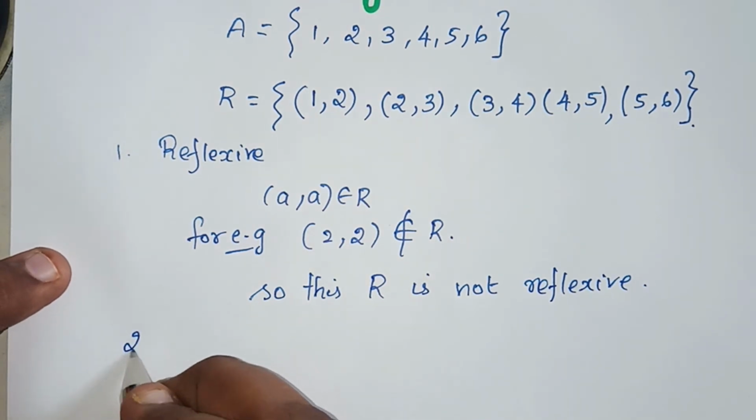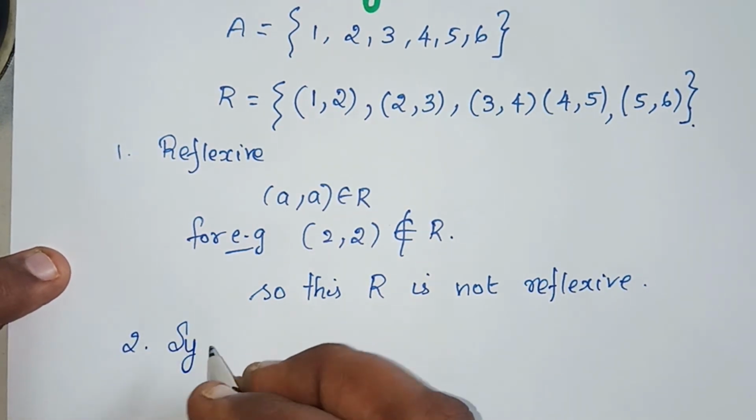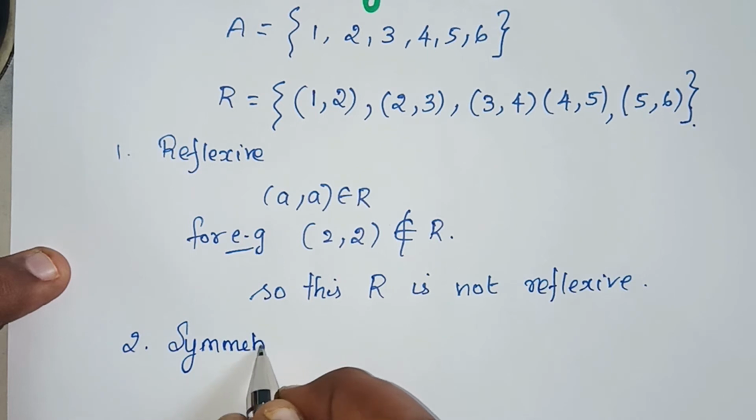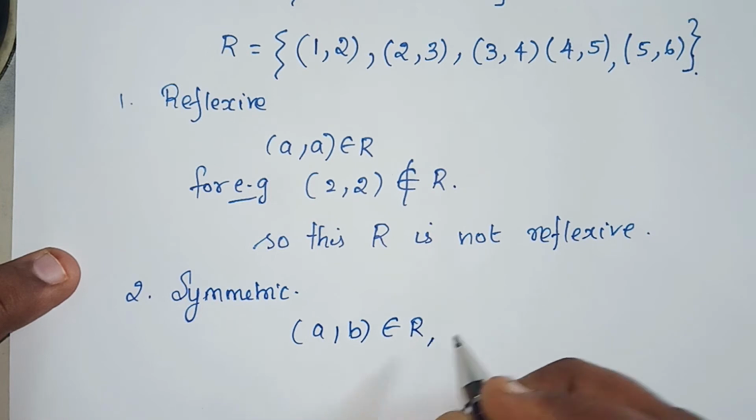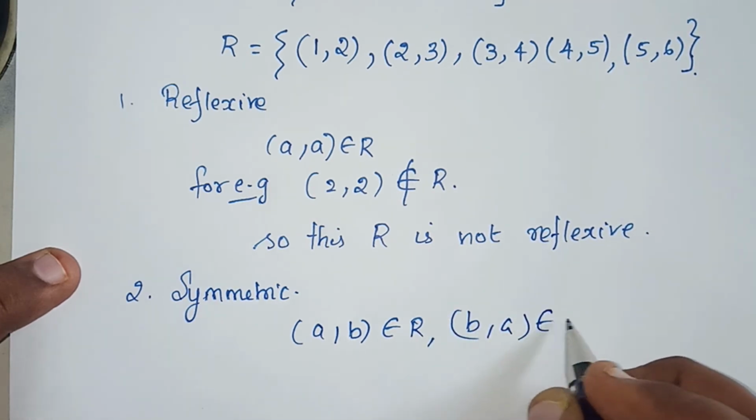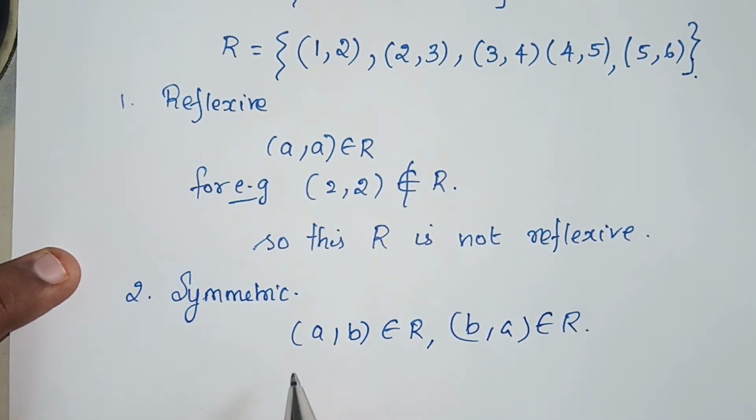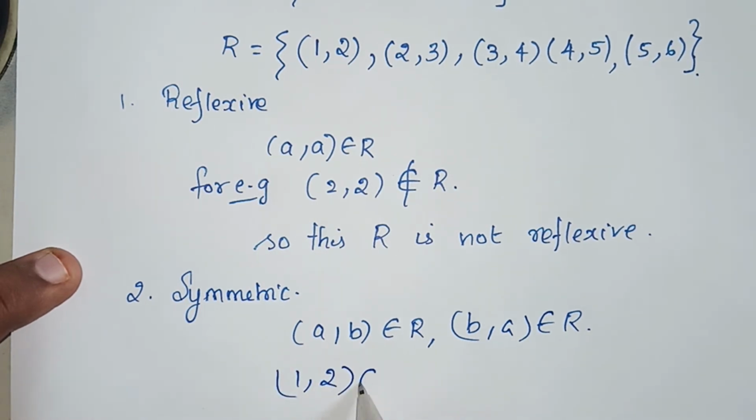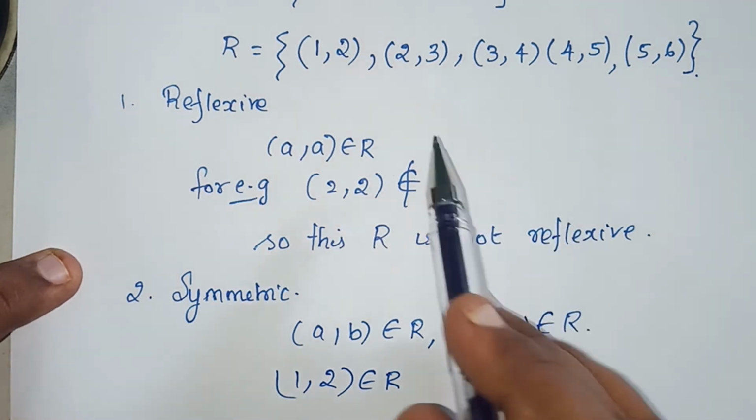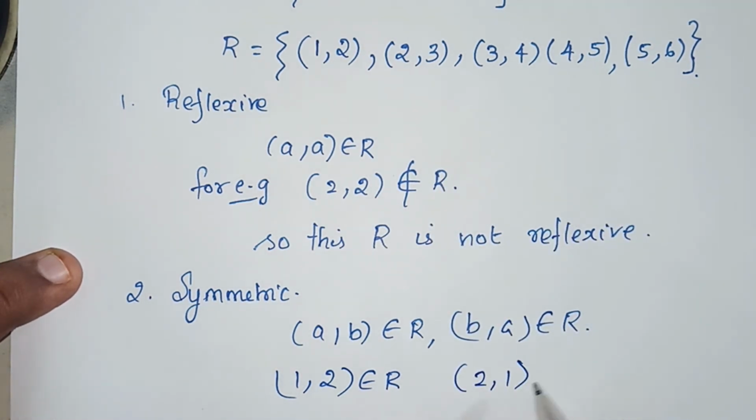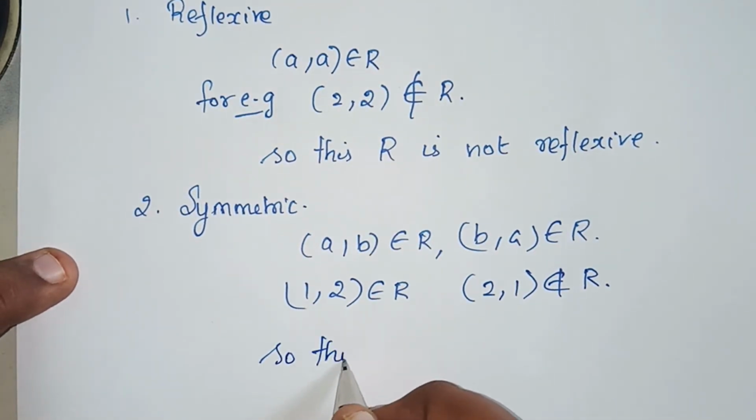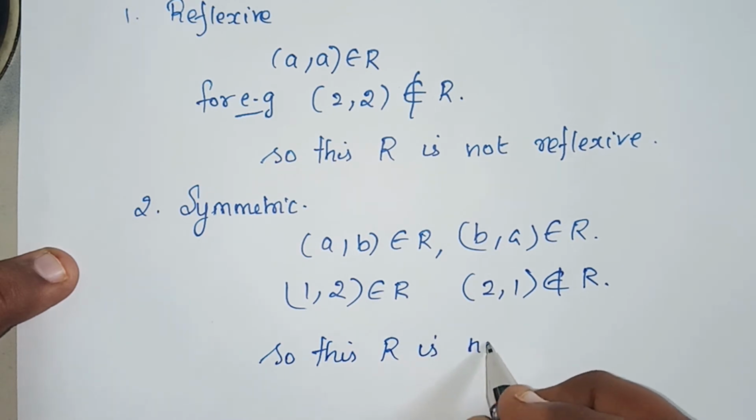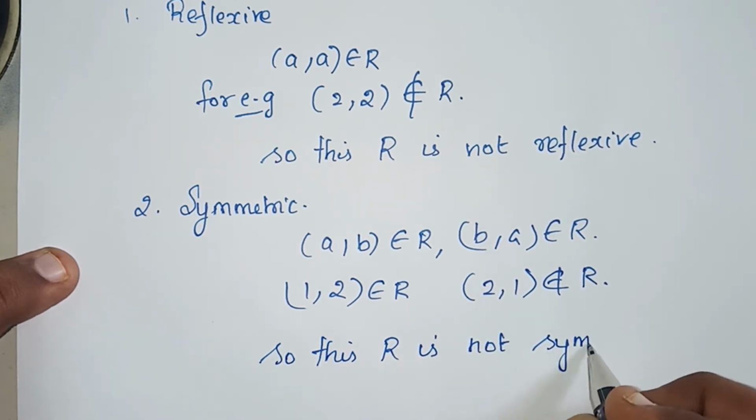Next, symmetric. For symmetric, (a, b) belongs to R and (b, a) also belongs to R. For example, I can take (1, 2), which belongs to this relation. (1, 2) is available, but (2, 1) is not available in this relation, right? So, this relation is not symmetric.